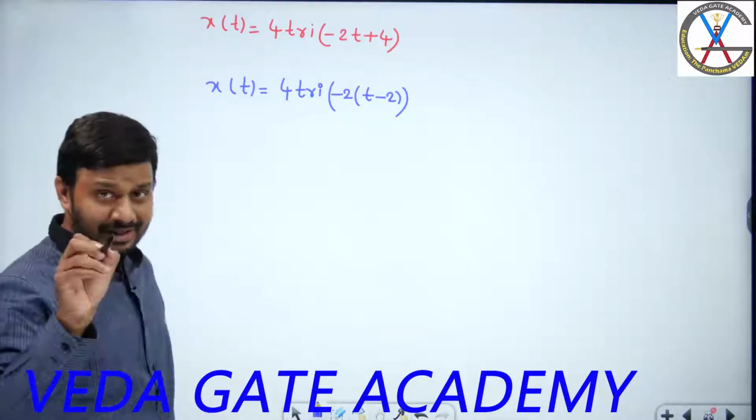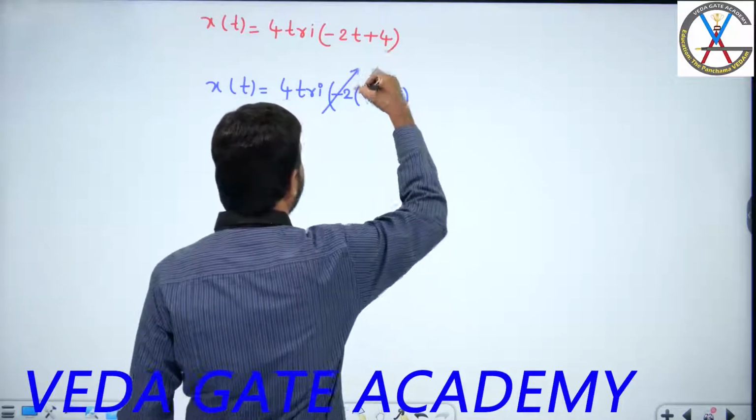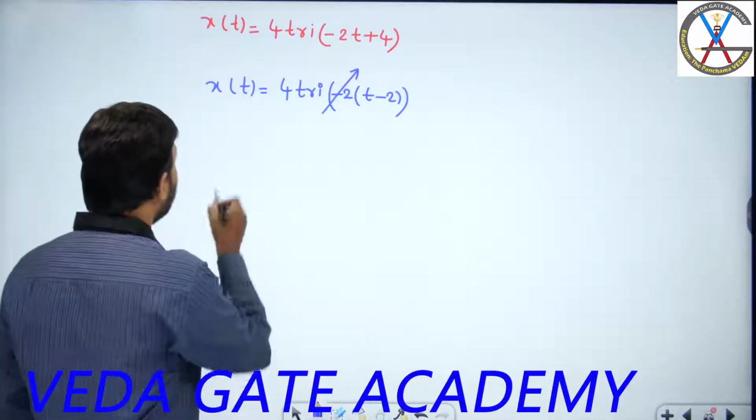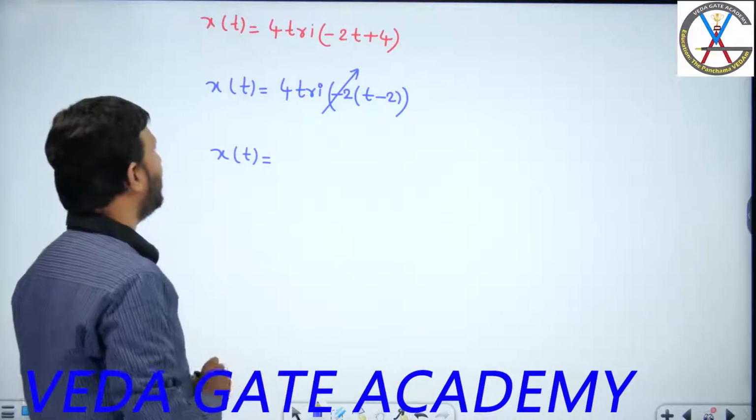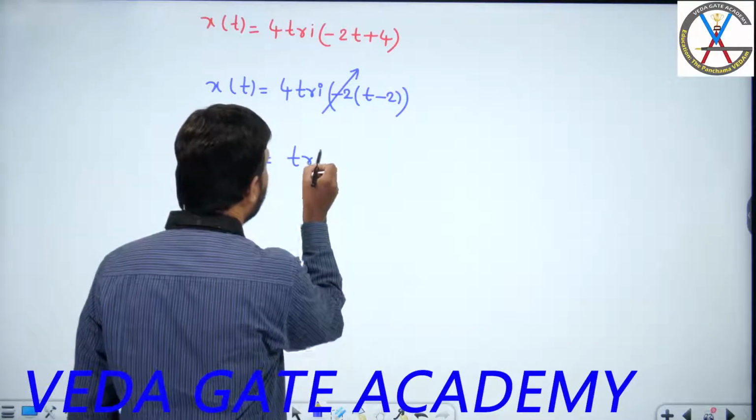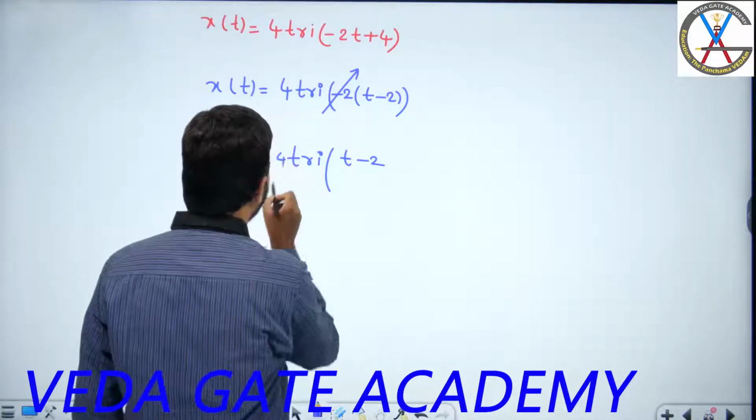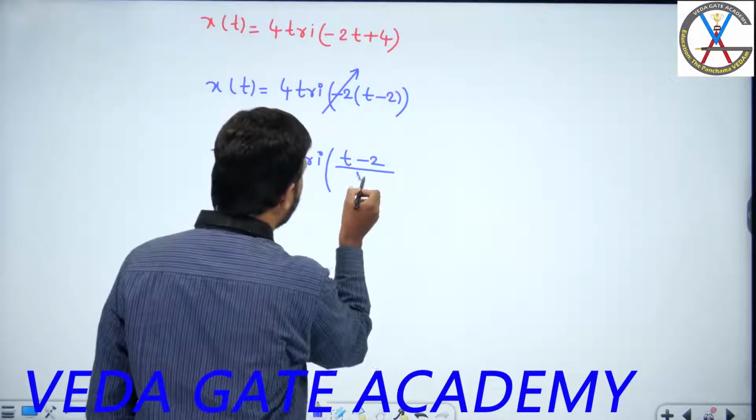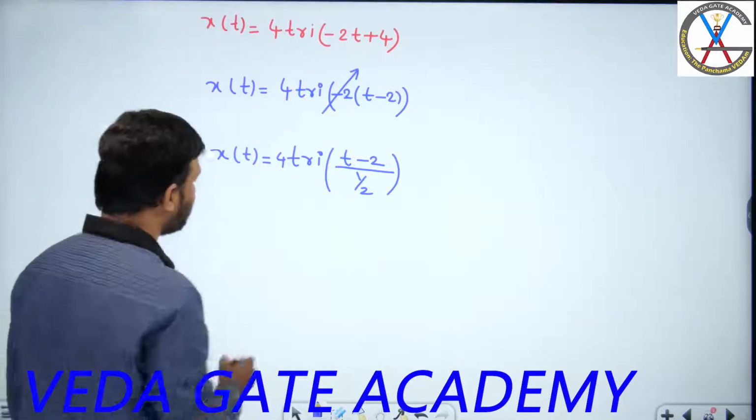And as our triangular pulse is an even signal, this minus will not have any significance. So ignore, neglect it, and we can further simplify x(t) as 4 tri of t minus 2 by 1 by 2. Can I write like this? Yes.